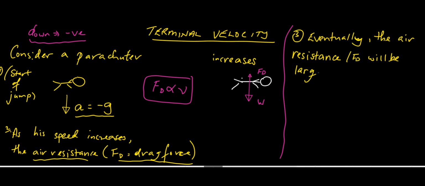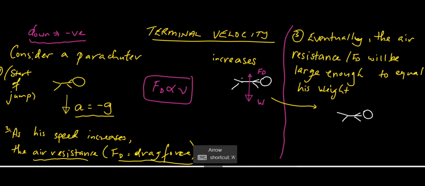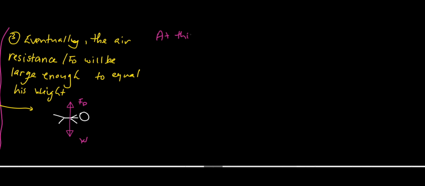In redrawing the diagram, we can now draw both vectors, which represent weight and drag force, to be equal in length. Now, when these two forces are equal to each other, we can say that both forces are balanced. So, what does that mean? It means that the net force acting on this parachuter equals zero.